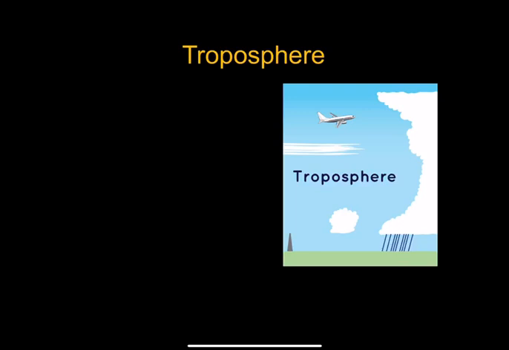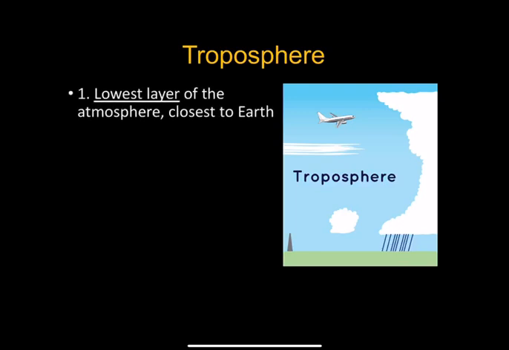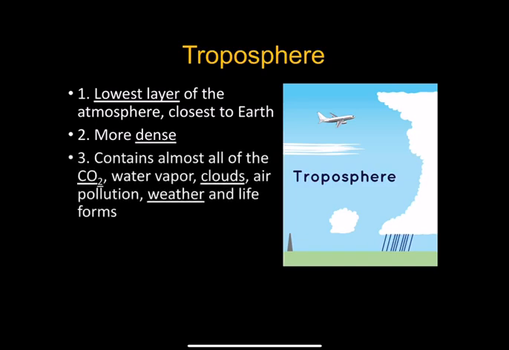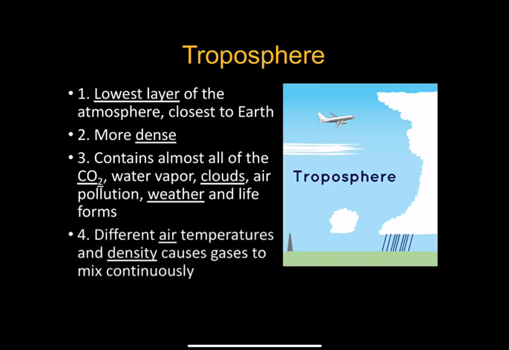Troposphere. The troposphere is where we experience weather. It is the lowest layer of the atmosphere and closest to Earth. It is also the atmosphere that is the most dense. This means it contains almost all of the CO2, water vapor clouds, air pollution, weather, and all life forms. The most molecules are found within the troposphere. Different air temperatures and density within this layer causes gases to mix continuously. This results in our change in weather.